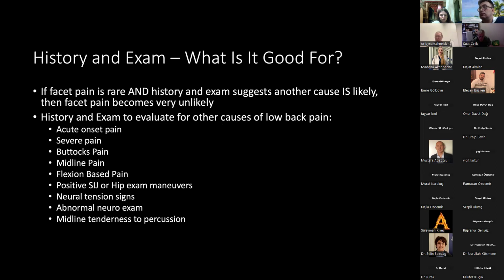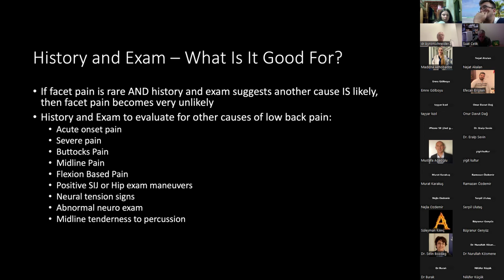So what is it good for? Well, the first thing is that facet pain is relatively rare. So if the diagnosis is rare and we now have a history and exam that suggests a different cause of low back pain, now we know that facet pain is even more unlikely. So what does that mean? Well, if we consider facet pain to be an osteoarthritis type pathophysiology that builds over time in elderly patients, there are things that we could consider that aren't consistent with that diagnosis, right?